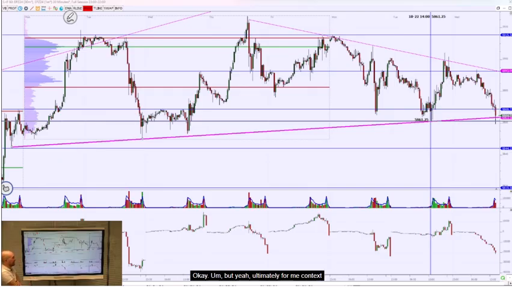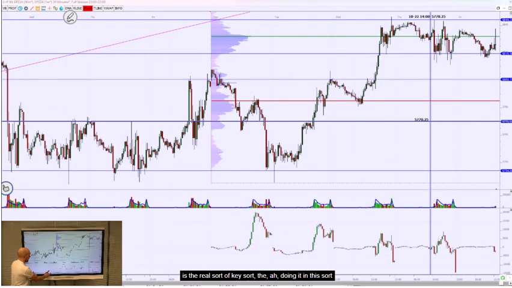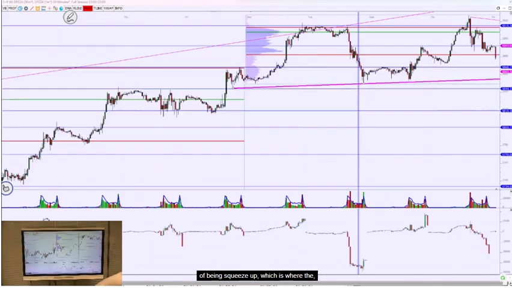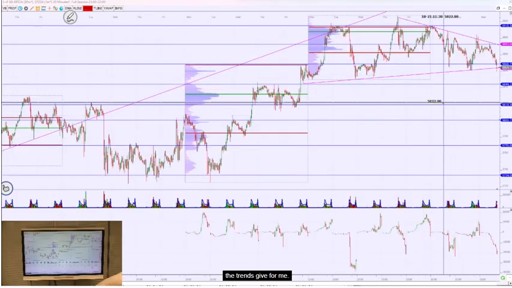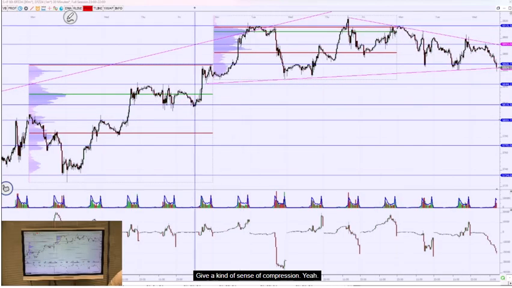But yeah, ultimately for me, context is the real key to all of it. Doing it in this big squeeze up, where the trends give a sense of compression. Yeah, you're not going to be able to get this sort of pennant if the market's not getting increasingly compressed into an area.